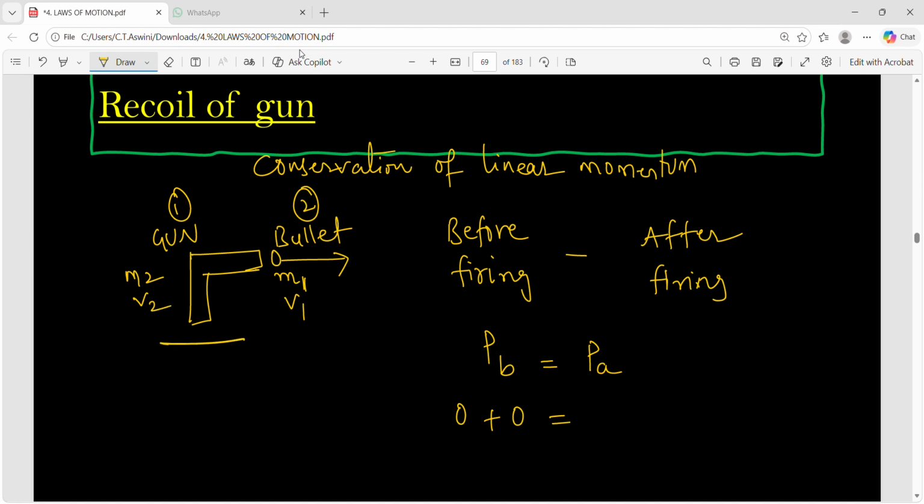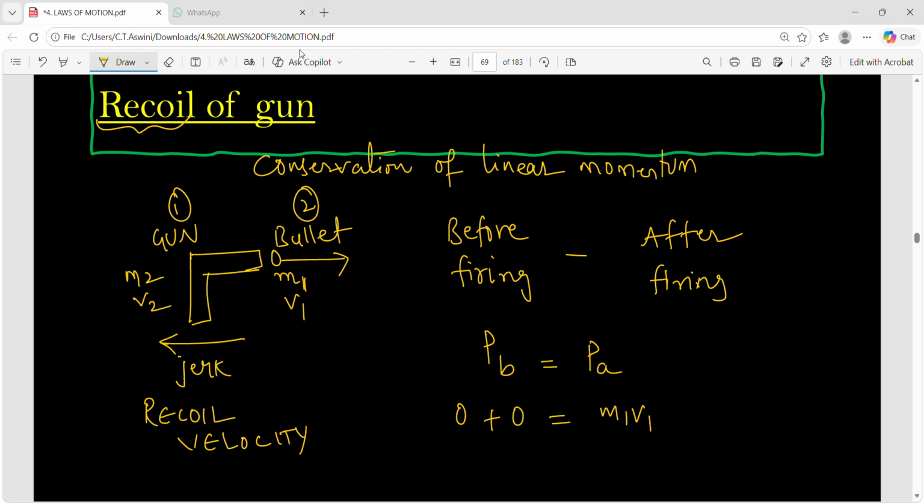So after firing, what happens? Bullet moves forward. But what is the jerk direction? It is in backward direction. So the gun moves back with some velocity. So this backward velocity is called recoil velocity of the gun. So it moves backward, right? It faces some jerk in the backward direction, right? So this is called recoil velocity of the gun. Got my point?